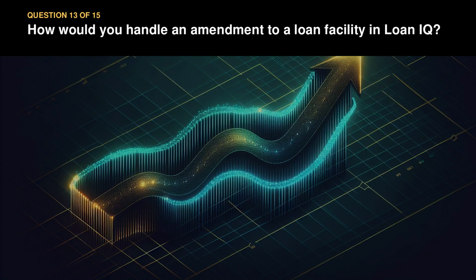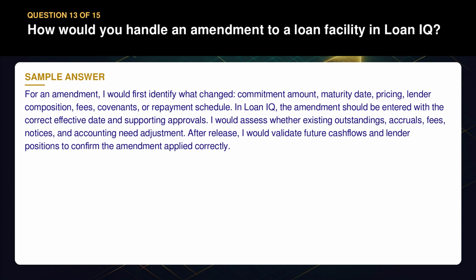Question 13. How would you handle an amendment to a loan facility in Loan IQ? For an amendment, I would first identify what changed: commitment amount, maturity date, pricing, lender composition, fees, covenants, or repayment schedule. In Loan IQ, the amendment should be entered with the correct effective date and supporting approvals. I would assess whether existing outstandings, accruals, fees, notices, and accounting need adjustment.